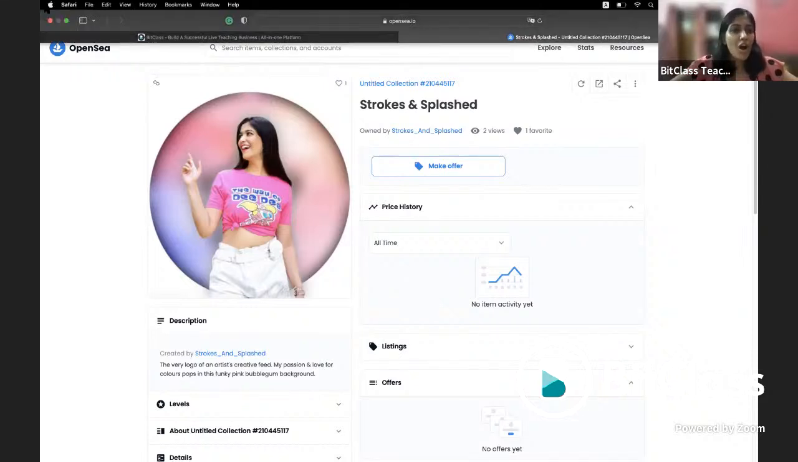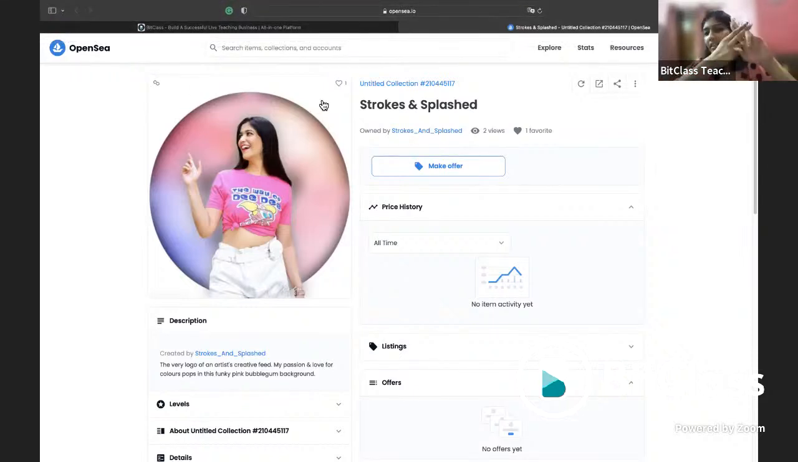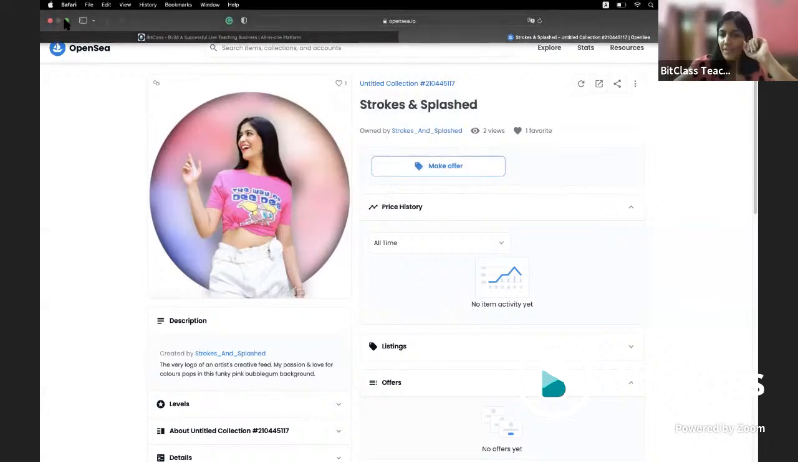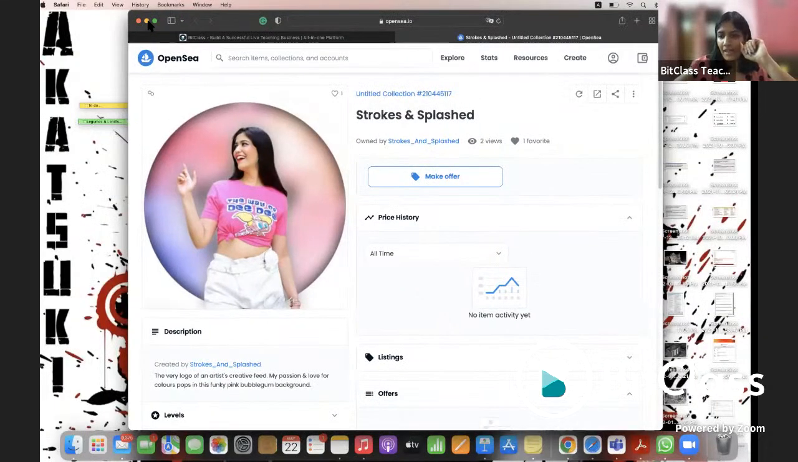All right. Now, moreover, you can check this particular hash at the top of my NFT. It's 210444517. Am I correct? Yeah. So this makes it unique. This is the unique hash attached with my particular NFT. All right, so let's get back to the lesson.